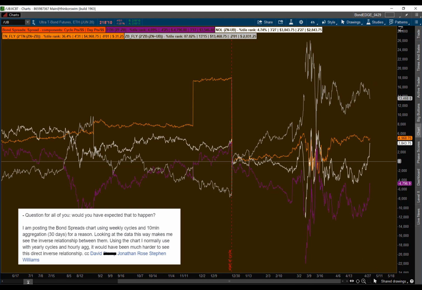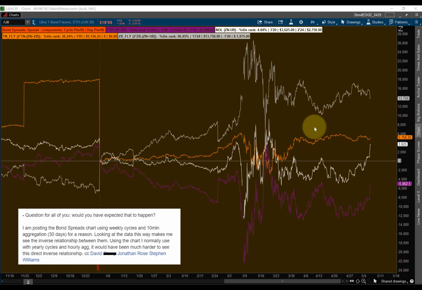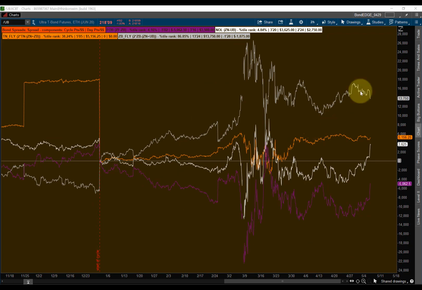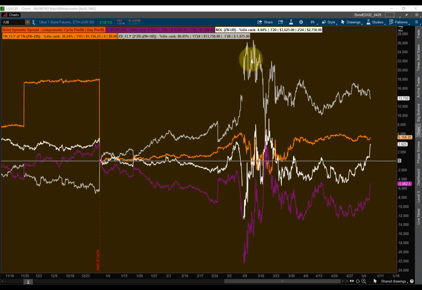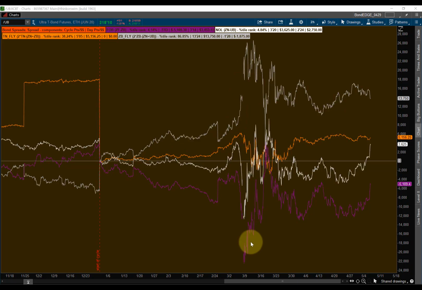But Pablo makes an excellent point here. Using the chart I normally use with yearly cycles and an hourly aggregation. So yeah, it's tougher to spot on this longer term chart. Here's the ZB fly here. And this is where you guys can see the ZB fly really got extended relative to the rest of the yield curve.